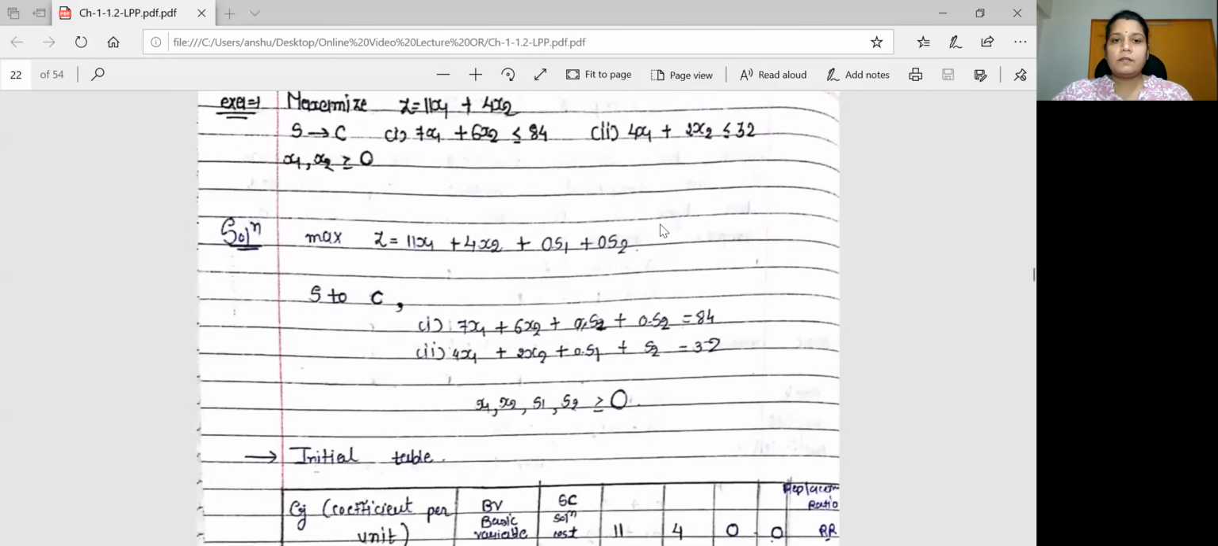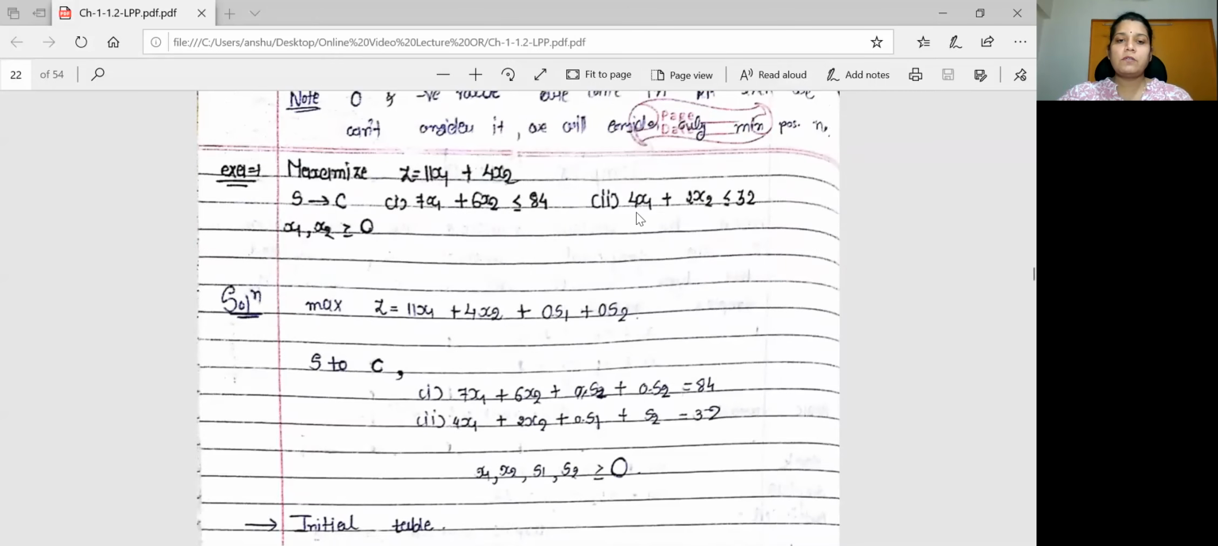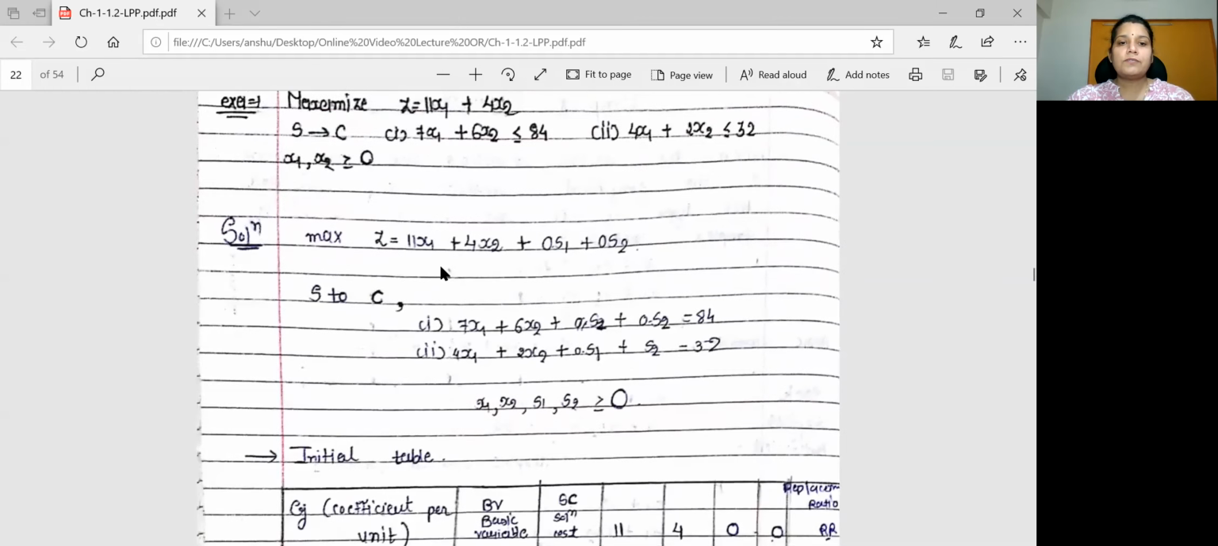So, in our previous lecture, we have already seen what is the simplex method, what is the slack variable, surplus variable, and artificial variable. Okay, so our question is: maximize z = 11x1 + 4x2, subject to the constraints 7x1 + 6x2 ≤ 84, and the second constraint equation is 4x1 + 2x2 ≤ 32, where the non-negativity decision variables x1, x2 ≥ 0. So we solve this question.